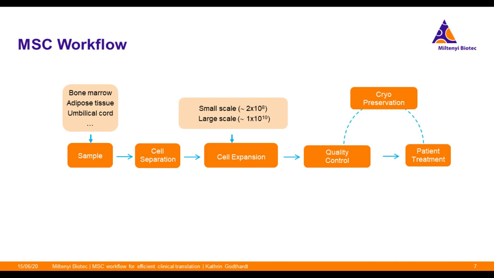These cells are separated, for example, by different markers or by plastic adherence. Further, these cells are cell culture expanded in large scale or small scale. Some quality control is done, so different functions are analyzed, and later on the final cell product is maybe cryopreserved or directly used for the different applications.